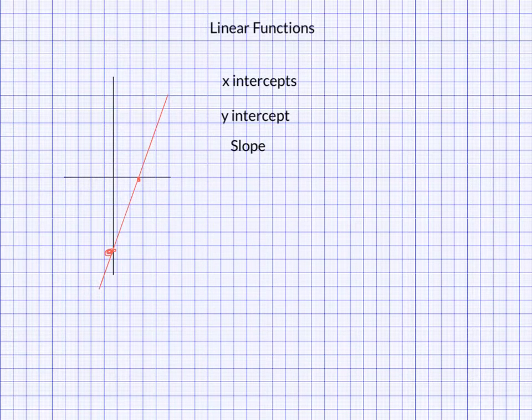Then it will have a slope, so a rise and a run. So it will be a rise over a run. And we can find the slope by looking at the graph usually, but we do have other ways to calculate the slope as well. And then the last thing that a linear function will have is an equation of a line.